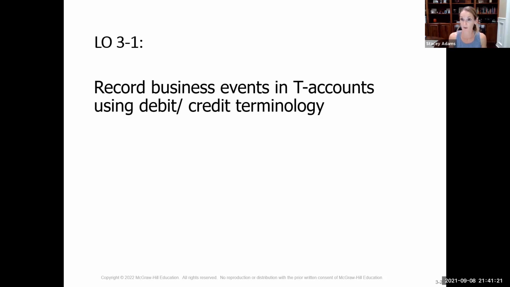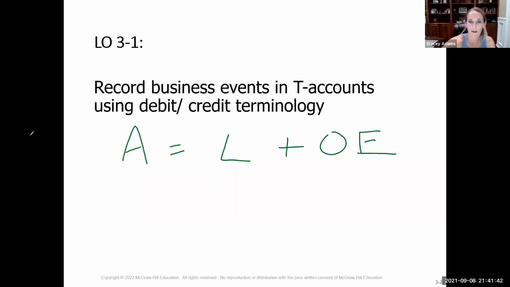Well, of course, you want to know which one means increase and which one means decrease. Well, it depends is the answer. So let me show you real quick. It depends on which side of the accounting equation we're talking about. So if I have my accounting equation, assets equal liabilities plus owner's equity, the words debit and credit mean opposite things on opposite sides of the equal sign.